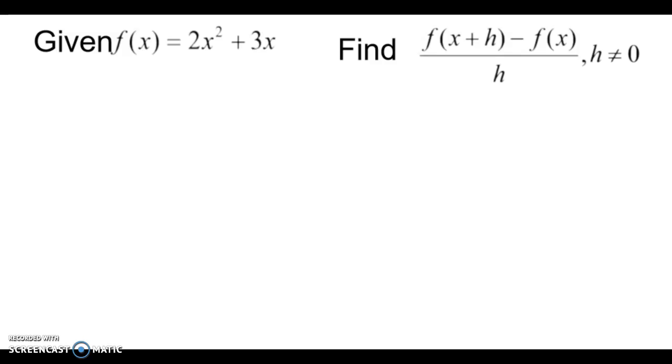This whole thing right here saying h cannot equal 0, that's just saying if you plug 0 in for h, you would be dividing by 0 here. So that's not allowed. So you can basically ignore that. That's not really needed for this problem.